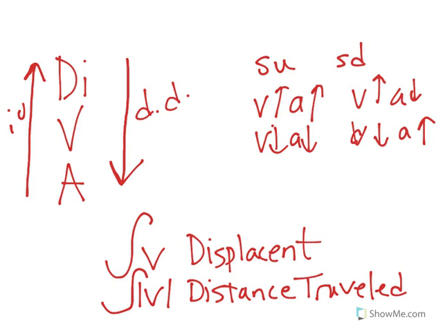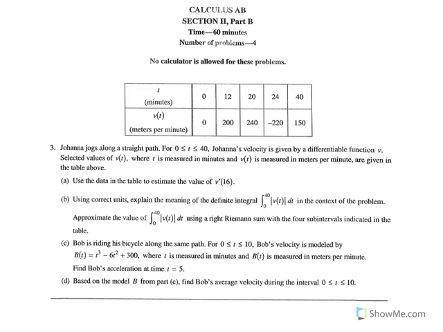Okay, let's go on to our problem. Okay, so here it says Johanna jogs along a straight path, and her velocity is given by the table up above. So even before I look at the problem, I know I'm starting with velocity. The derivative of that is going to be acceleration, and the integral of that is going to be displacement.